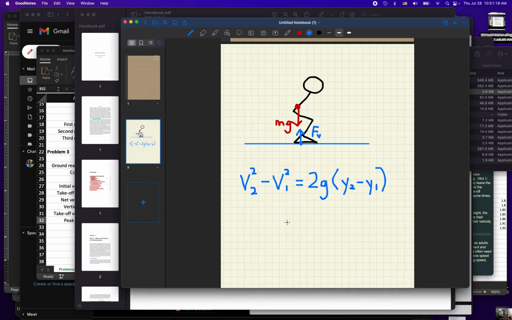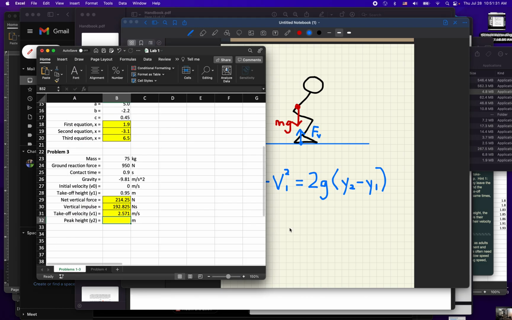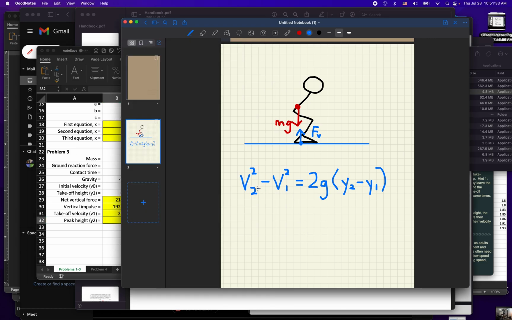Right. Okay. So let's attach some physical meaning to these things. V1, we already calculated that in the previous step of the problem. That was my takeoff velocity. That's my 2.57 meters per second. Okay. V2 here, that's my vertical velocity when I get to the peak height of my jump.